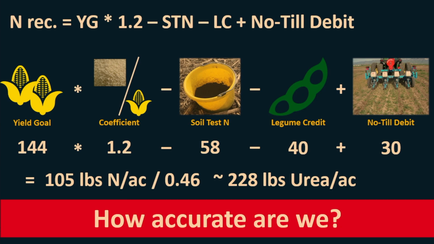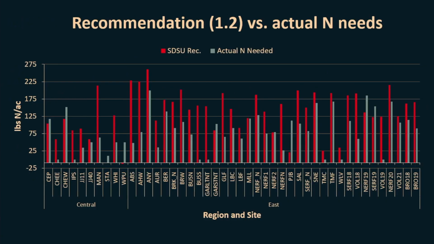So how accurate are we? If we look at all those sites, now we know after the fact what the right N rate was at that site. Before doing that work, we had no idea. So we put out all those rates. We can calculate the amount of N it took to maximize yield. That's what we see in the blue at each one of those sites. And then the red is what the SDSU recommendation would have been at 1.2 pounds of N per bushel. So you look at the differences between the red bars and the blue bars, and you can see there's some error there.